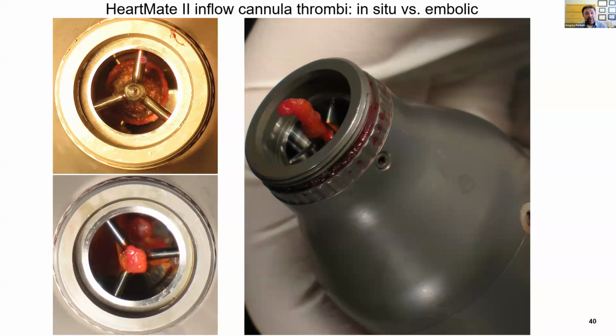You can see here behind the flow straightener, on the bearing between the flow straightener and the impeller, I should say, you can see this clot that formed in situ. But here in this example, the clot looks like this. This actually got sucked into the pump. So here's an example of in situ thrombosis in a HeartMate 2, and this is embolic to the HeartMate 2.